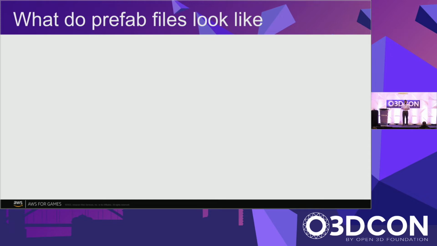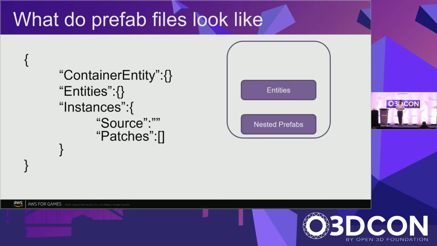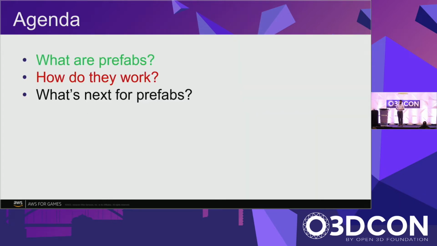So what do prefab files look like? So we said that prefabs use the JSON format. So every prefab will have a container entity key, entities key, and an instances key. And yeah, we said that a prefab is basically made up of entities and more nested prefabs. One addition we added is we also put in a container entity there.